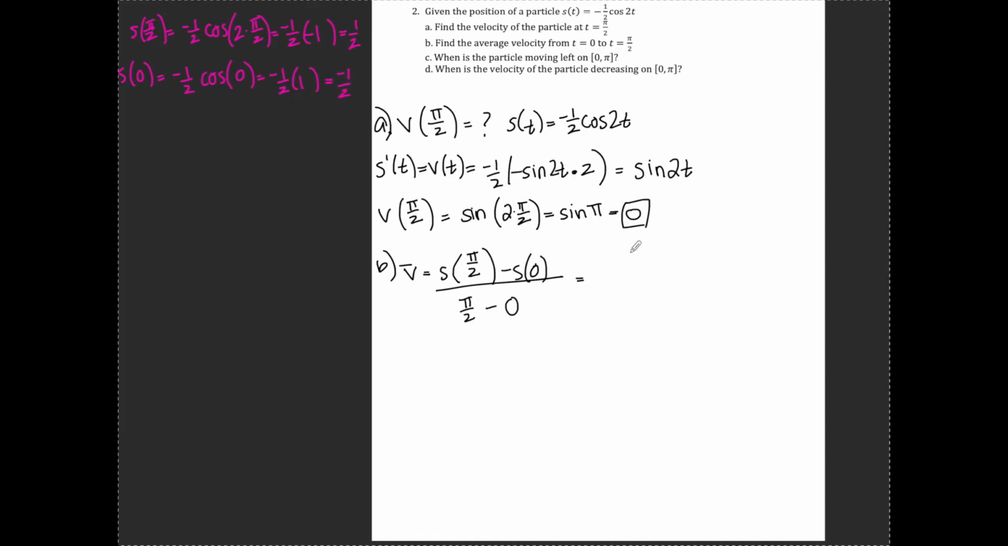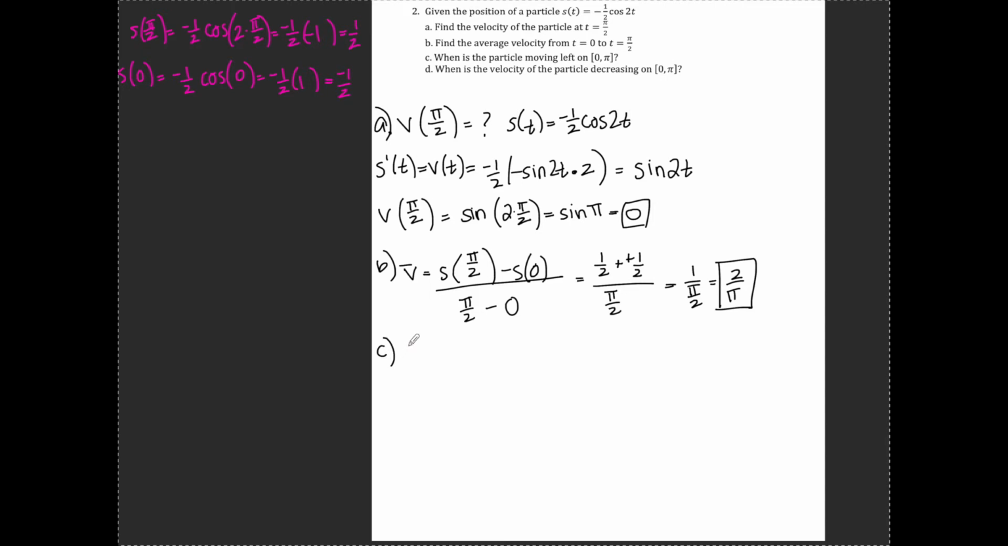Plugging those two values in here, I have 1/2 minus negative 1/2 over pi over 2. 1/2 minus negative becomes plus, so I have 1 over pi over 2, which is equal to 2 over pi. So that is the average velocity from t equals 0 to t equals pi over 2.